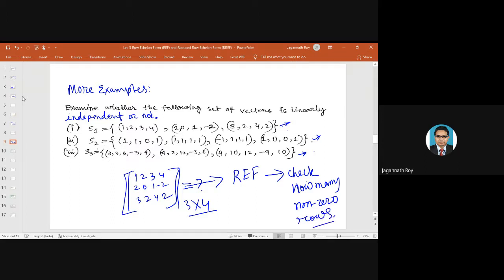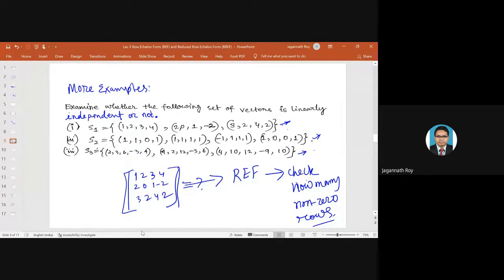Then I guess all row echelon form matrices are linearly independent. All row echelon form matrices are linearly independent, sir. No. Why? Because a row echelon form matrix should have the bottom row as 0.